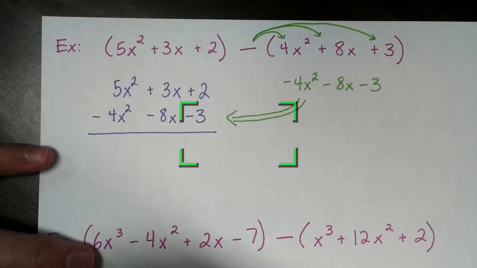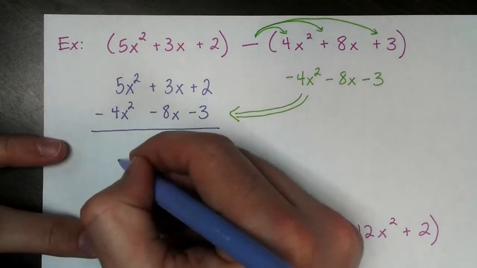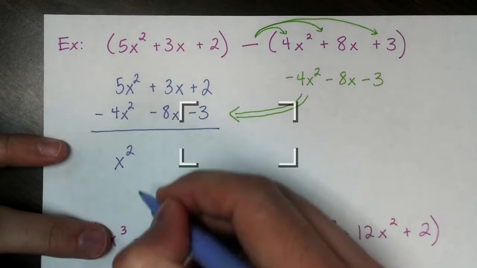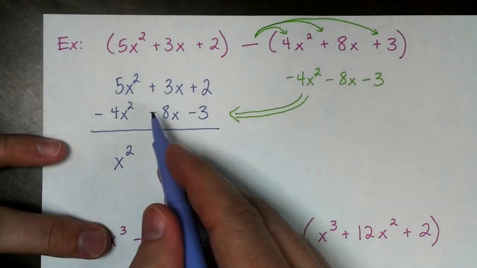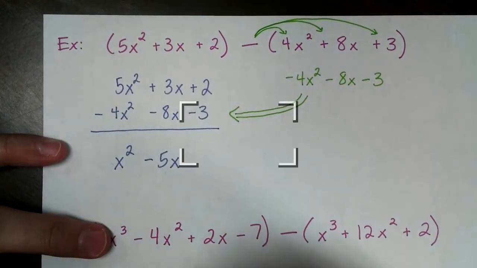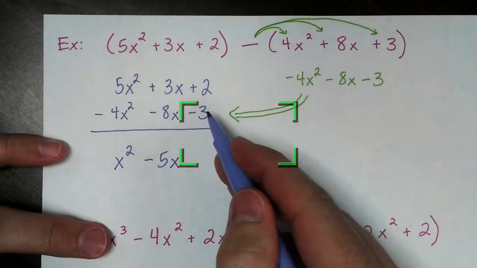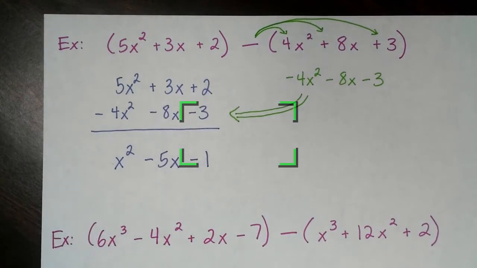And from there, we just combine like terms. Combine here. So 5 minus 4 is 1. So it's just x squared, or 1x squared. 3 minus 8 would be negative 5x. And then 2 minus 3 would be negative 1. And I'll be honest with you, that is it.